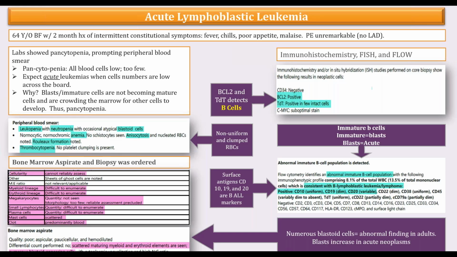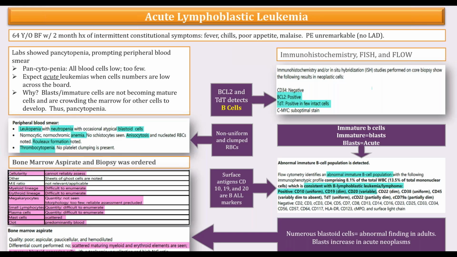Okay, so looking again here at this acute lymphoblastic leukemia, very unusual. So this was a 64-year-old Black male with a 2-month history of intermittent constitutional symptoms, so fever, chills, poor appetite, and malaise. The PE was unremarkable, and there was no LAD or anything like that. The labs did show pancytopenia, prompting a peripheral blood smear.